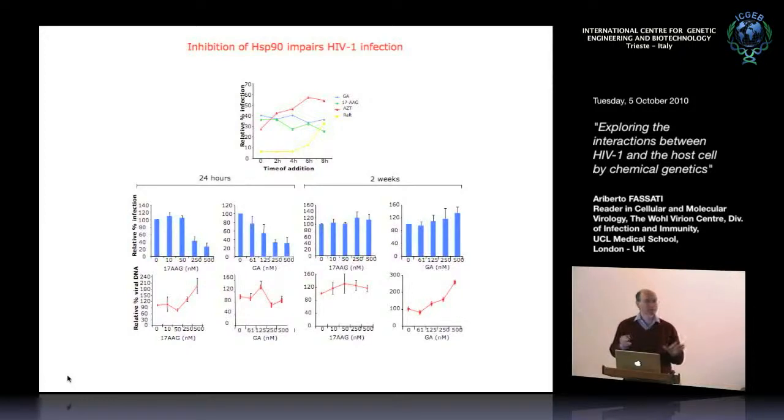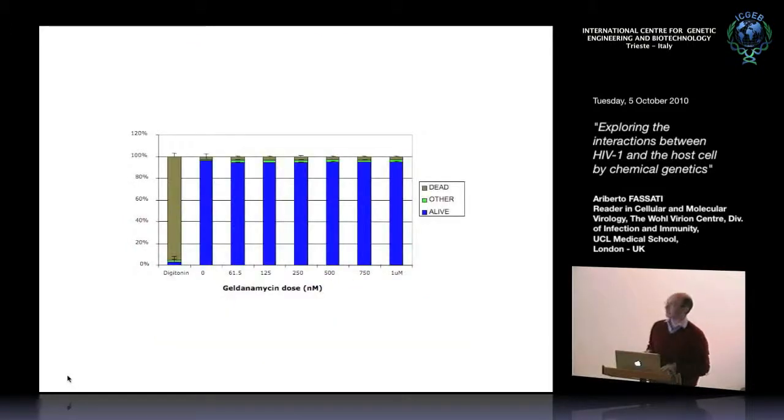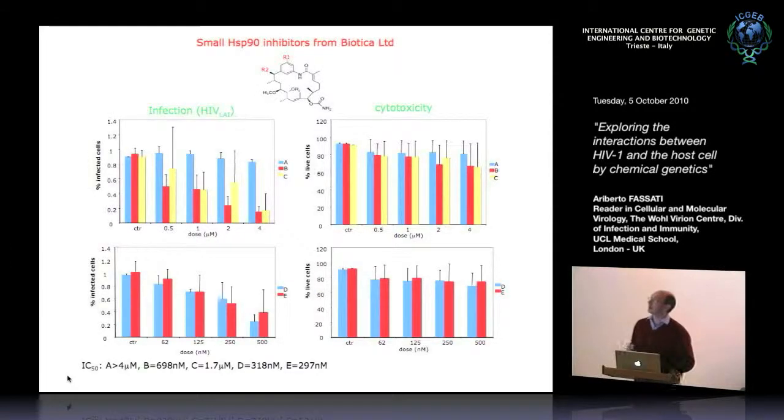So we started to think that perhaps HSP90 was an important target for the second block, not the first block, not the block to integration, but the block to gene expression. Now, if this was the case, this is just to show that they're not cytotoxic. And this is some more compounds that we tested, but I'll skip through this. Essentially, these are compounds that were given to us by some biotech companies, and we confirmed that with different inhibitors, we did get the same effect on HIV infection. So HIV infection was down. And in this case, the IC50 is down to a few hundred nanomolars, so they're very potent.